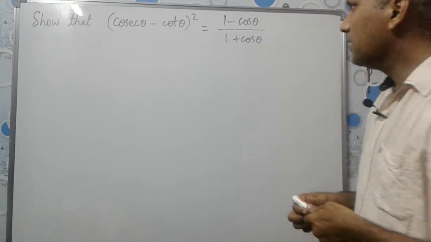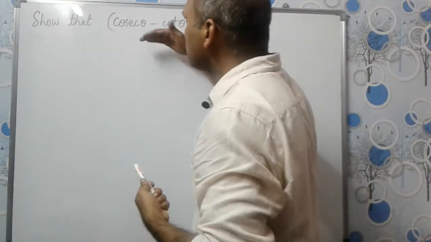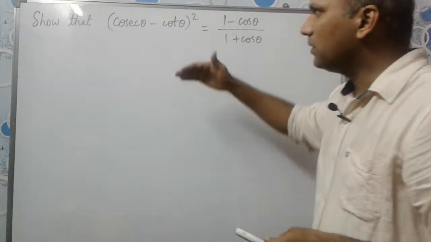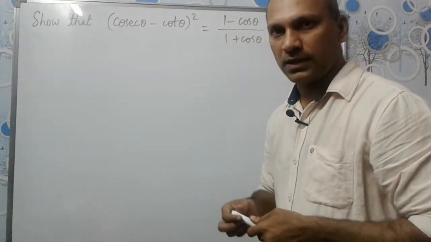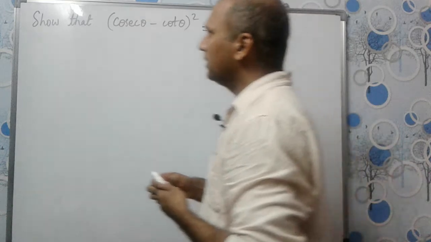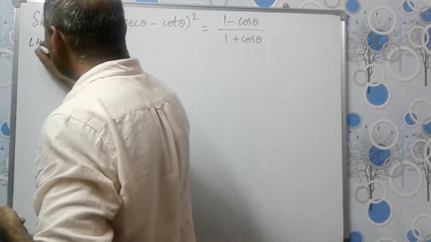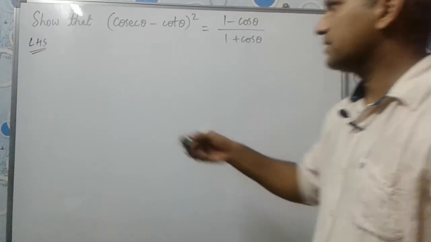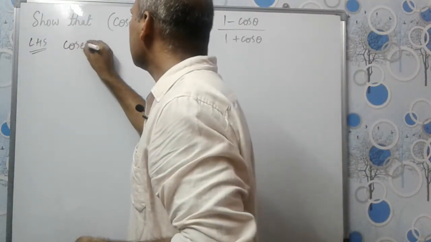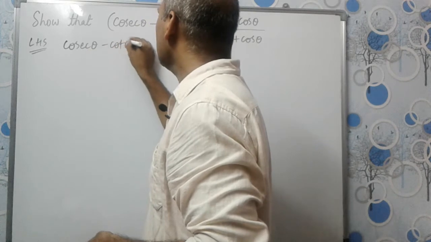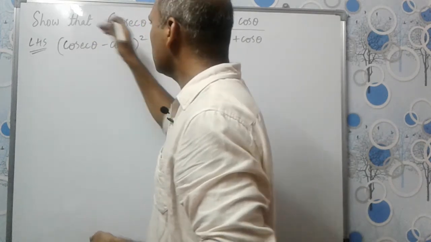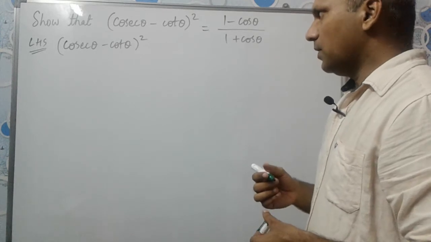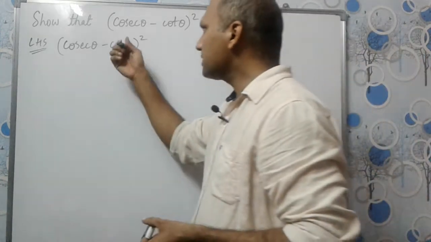But suppose this question comes in the board exam and we need to write all the steps and get full marks, how should we do that? Let us solve this problem. Let us take LHS. LHS is (cosecant minus cot) whole square. So from LHS we'll derive RHS.